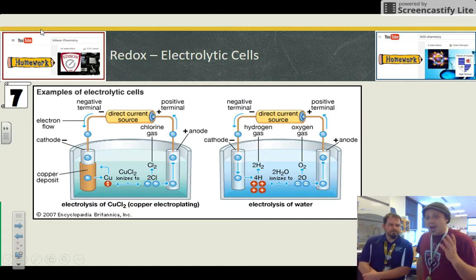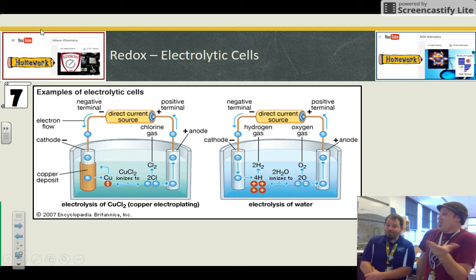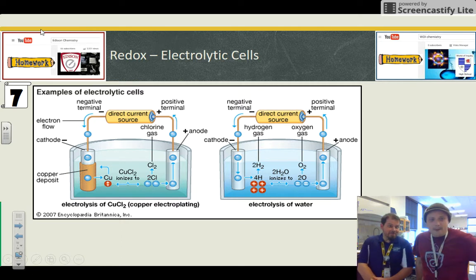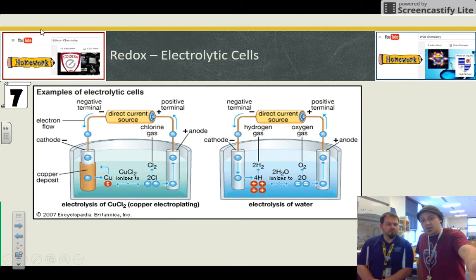These type of cells are actually extremely important and useful in industry because we can make some chemical reactions happen that wouldn't normally. So you might value what comes out of that. For example, the electrolysis of copper chloride. This is copper electroplating.